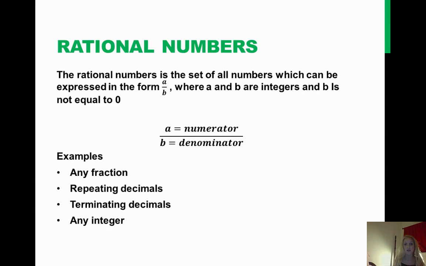Rational numbers. The definition of rational numbers is the set of all numbers which can be expressed in the form of A over B, where A and B are integers and B is not equal to 0. Notice that A is the numerator and B is the denominator. Some examples of rational numbers are any fraction, repeating decimals such as 0.333333333333, terminating decimals such as 0.25 because it ends, and any integer like the number 2.